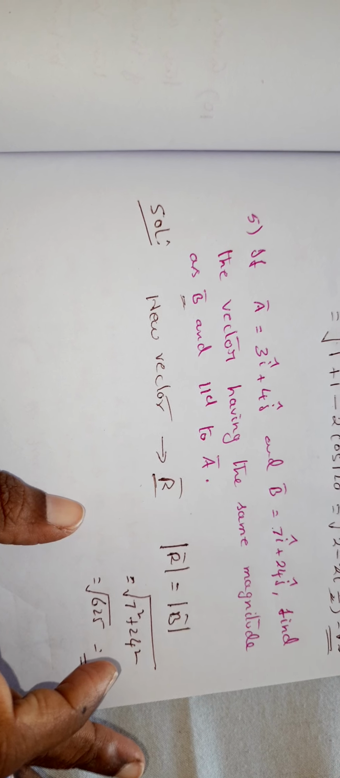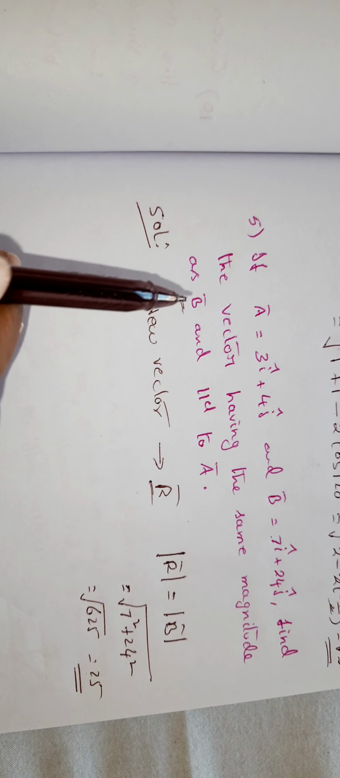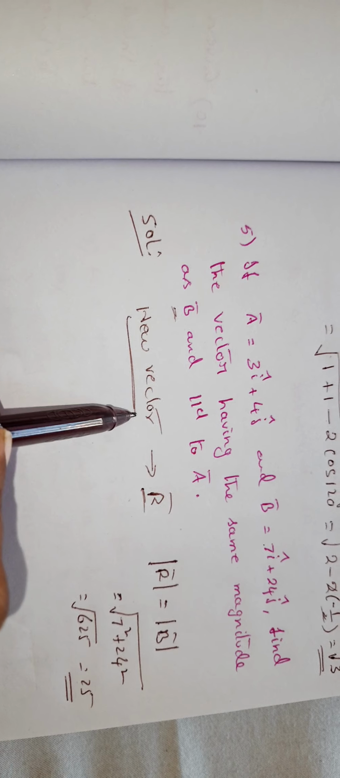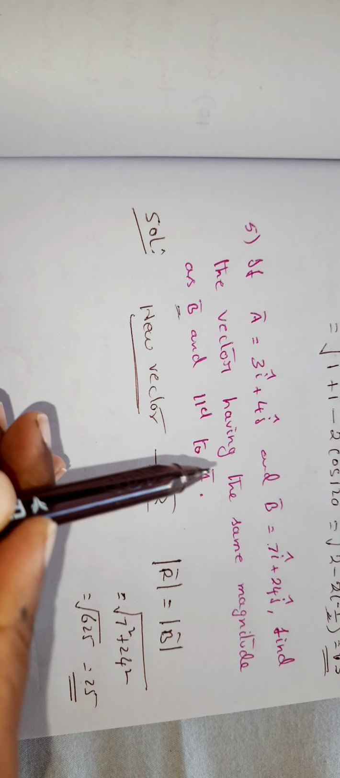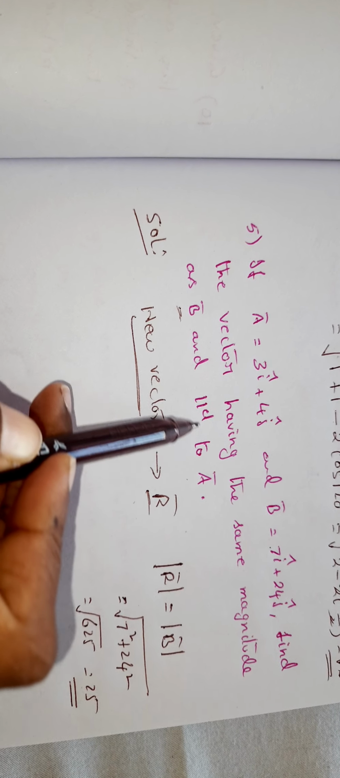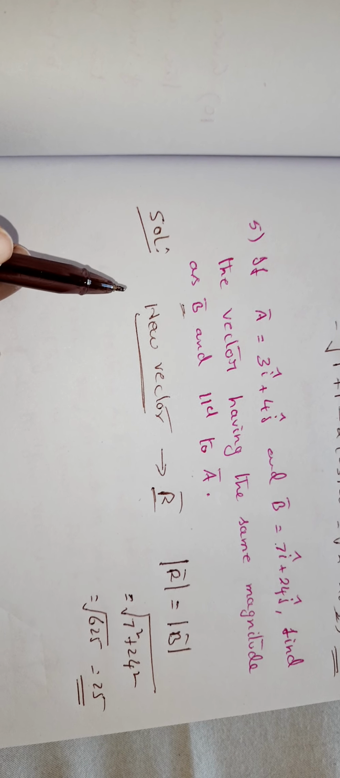Okay. Then what should be known? And this new vector is in the direction of A bar. Why? Because it is parallel to A bar.